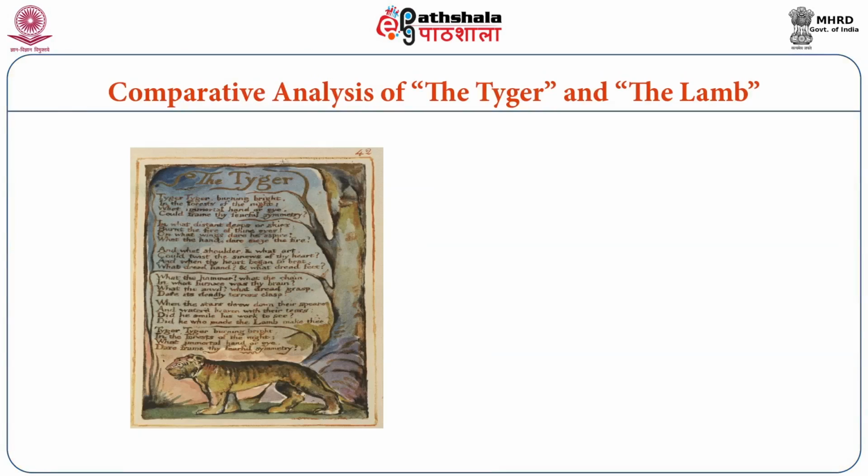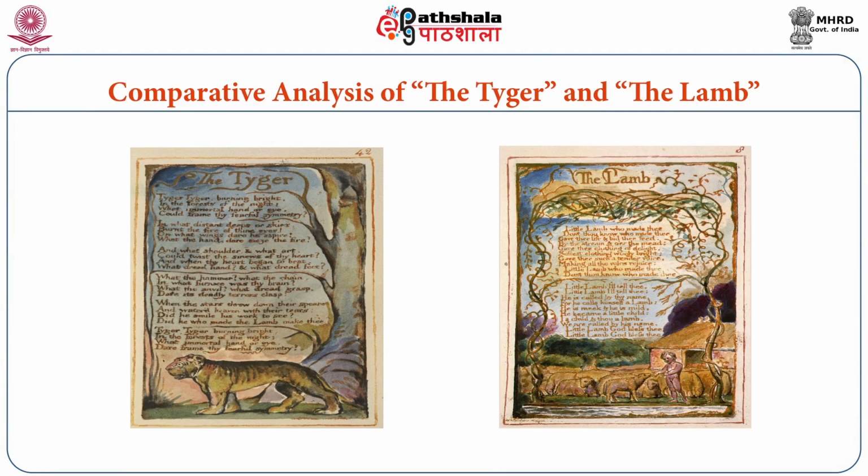How beautiful the poem is. But now we shall do a little comparative analysis of the tiger, which has all the fierce images, and the lamb, which has all the soft images. Like the tiger, the lamb also appears in Blake's Songs of Innocence and begins with a question about its creation.